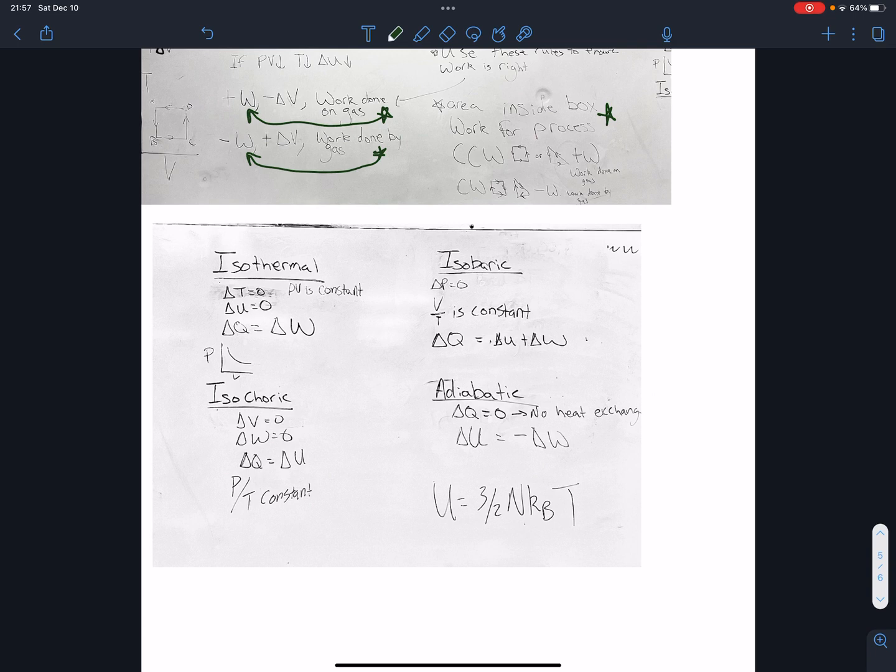And then just kind of remember these things. Isothermal, usually a curve, temperature stays the same, no change in internal energy. Whatever work you did was done to change the heat of the system.